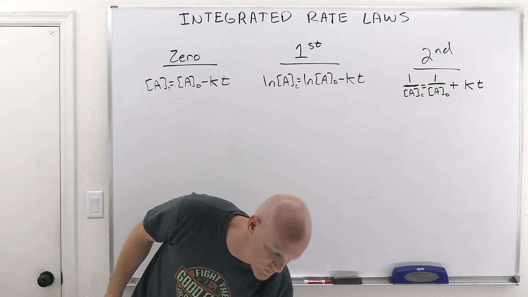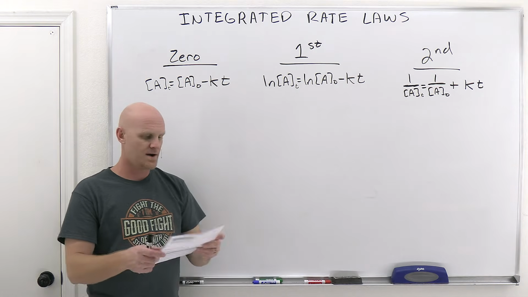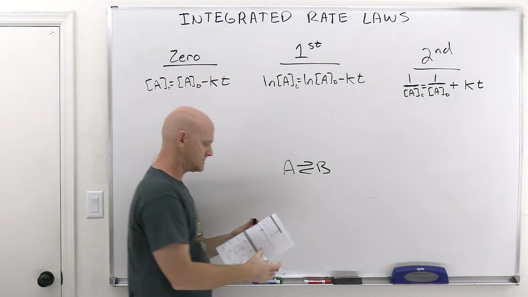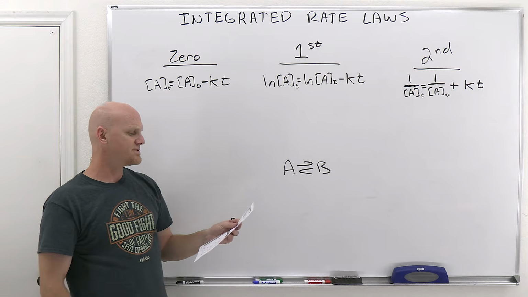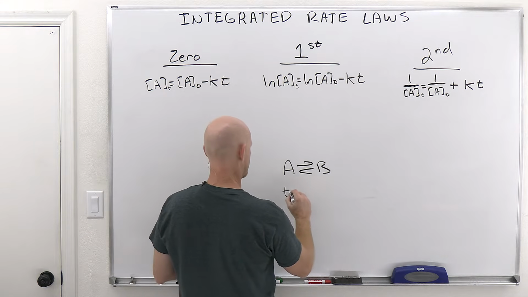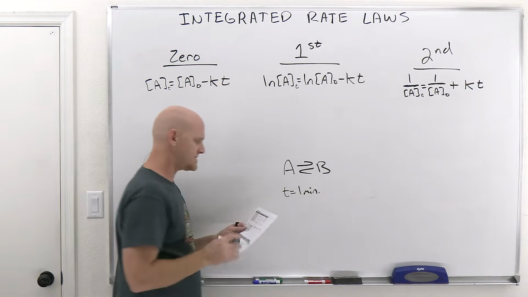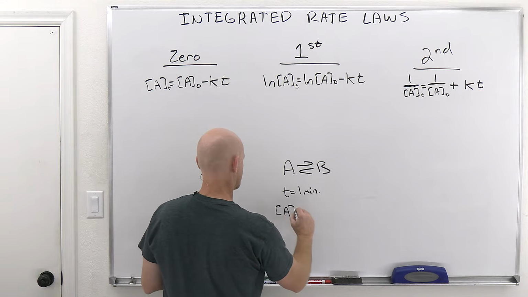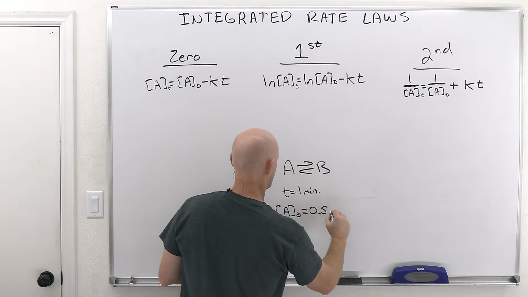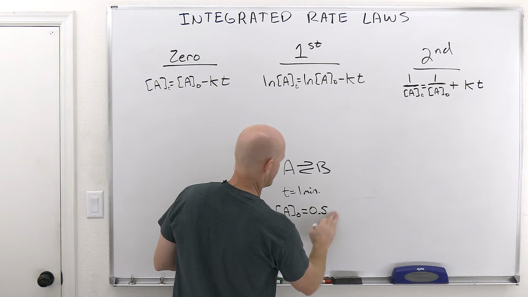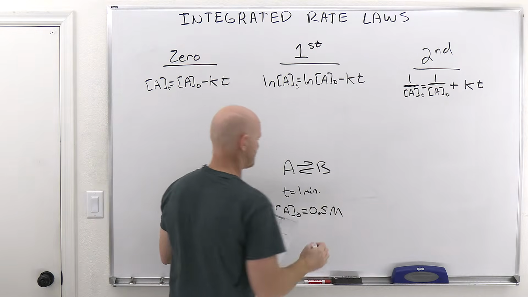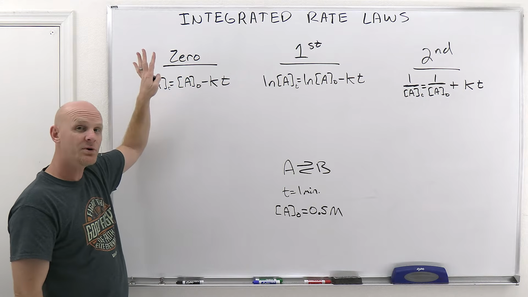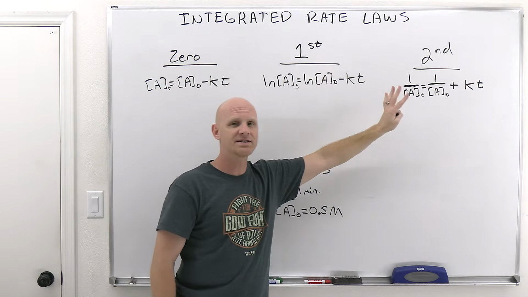So the question we're going to take a look at here is for the reaction A goes to B. And it says, what is the concentration of A after 1 minute? So time here is going to equal 1 minute. If the initial concentration is 0.5 molar. And so in this case, the initial concentration of A is 0.5. Cool. And there's 3 parts to this question. So we're going to do it considering it's 0 order, considering it's first order, or considering it's second order.